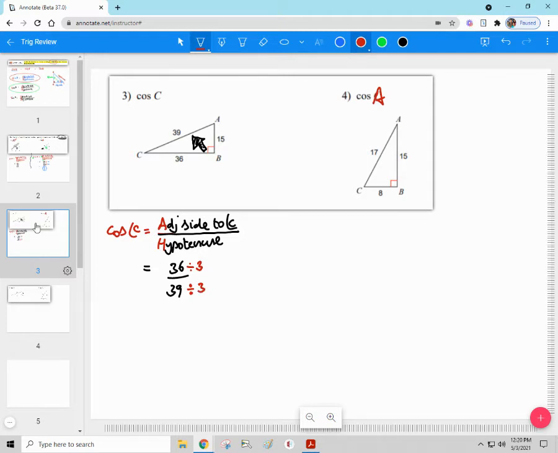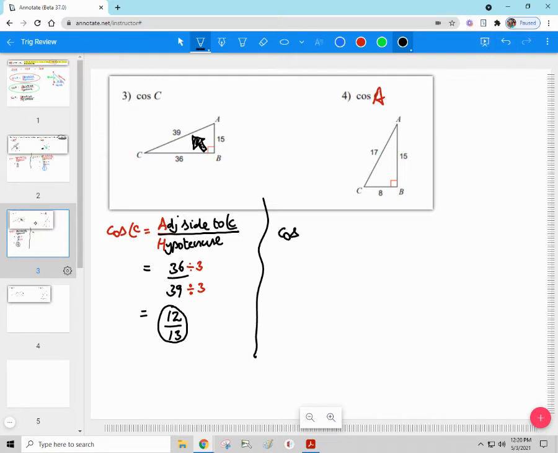Or else you can start with a small number also. So 3 times 12 gives me 36, and 3 times 13 gives 39; you can make use of a calculator. Further, 12 and 13 are not divisible by any number. Therefore, we say that this is the lowest terms. As I mentioned before, here I changed the question a little. So you're asked to find cos C.